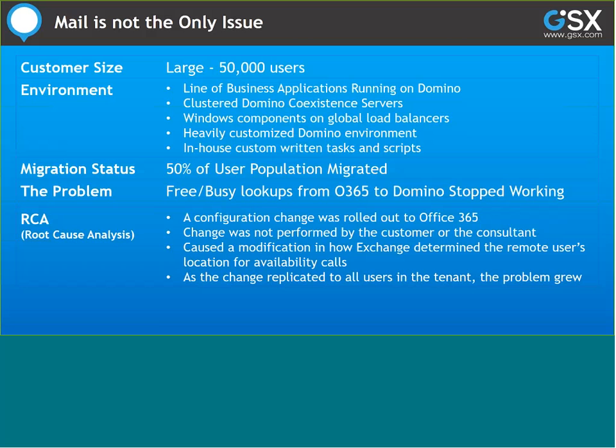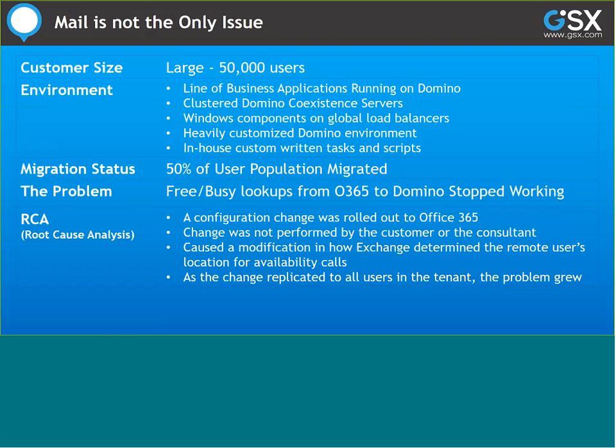But there were several days, if not a week, of tickets and complaints beforehand that became difficult to solve because it worked for some people and not for others. Again, unrelated to mail flow. Mail flow was happy. This was solely someone not being able to make a new calendar invite and see if the person who's still in Domino is actually open for a meeting.